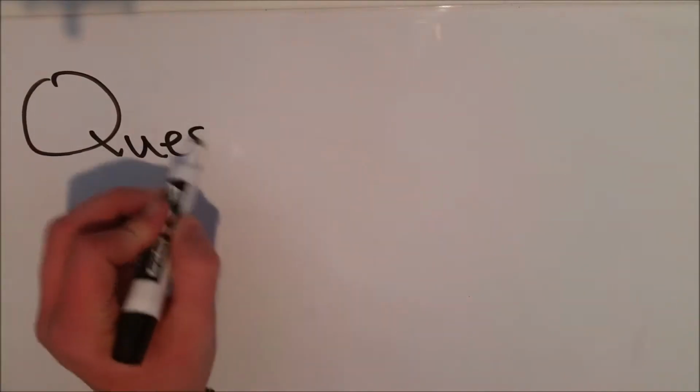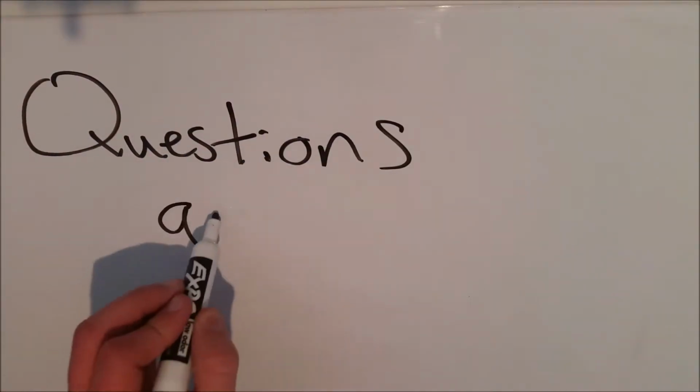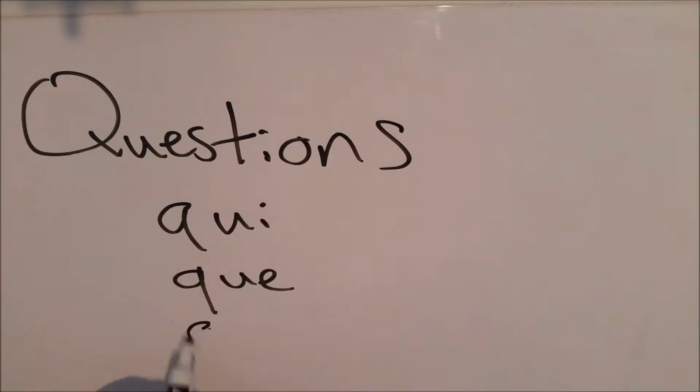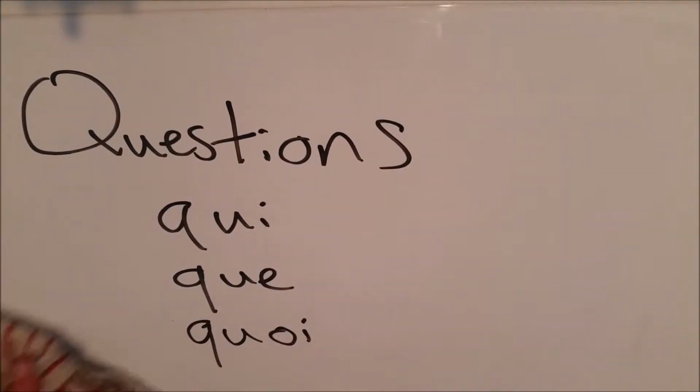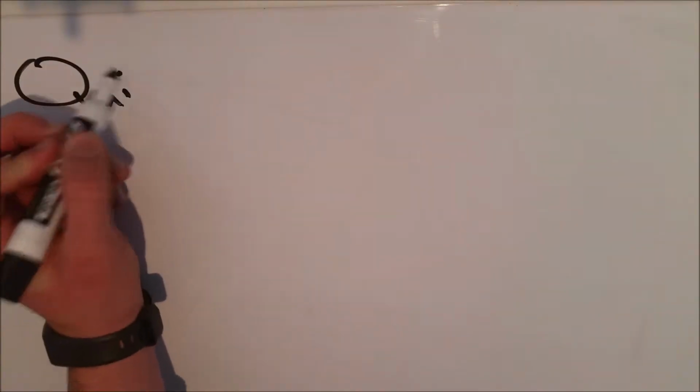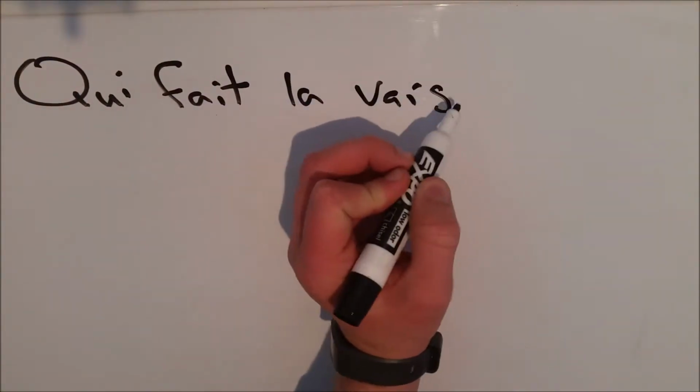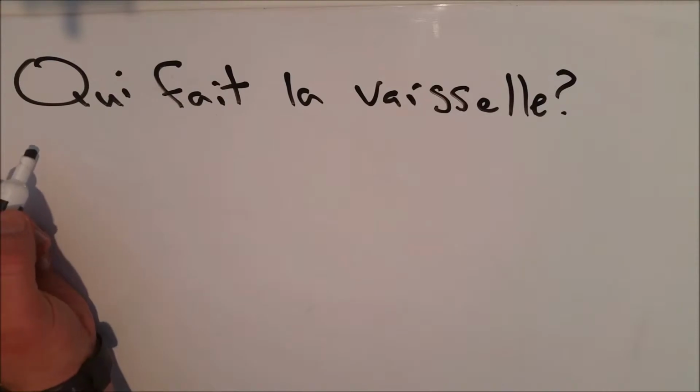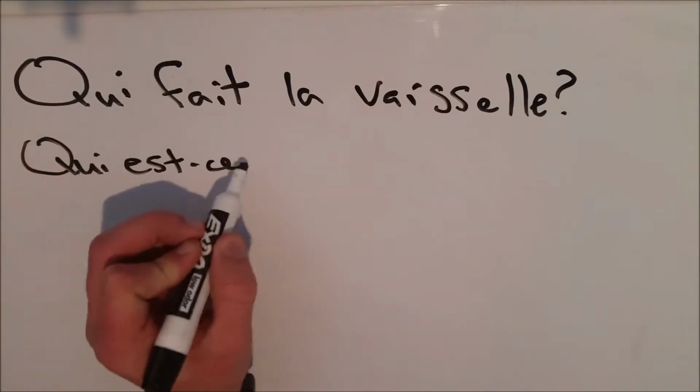Here's a short overview of how to form questions using qui, que, or quoi. These might seem really tricky, but if you follow this formula, it shouldn't be too difficult. What are some examples of sentences that we can use this formula for? We have: Qui fait la vaisselle?